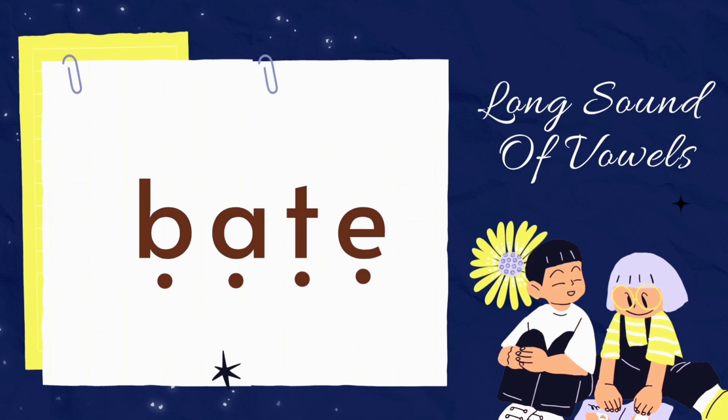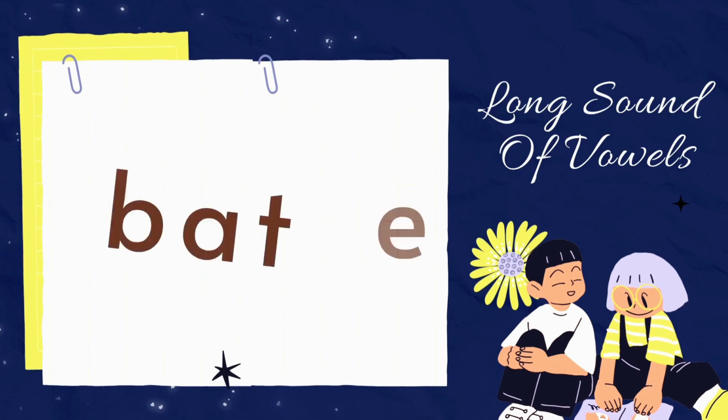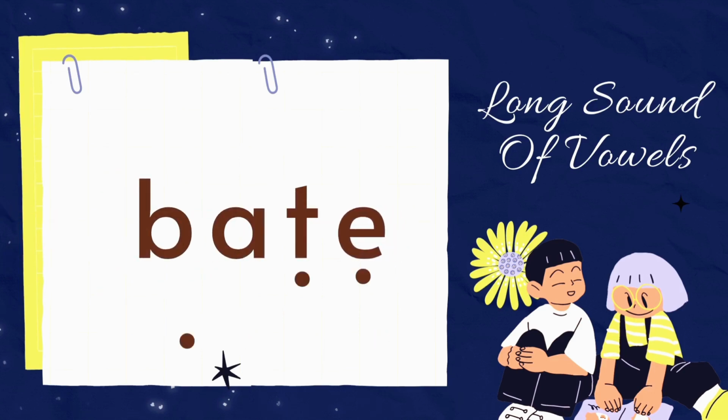So the moment we add an E at the end, the first vowel which was earlier saying its short sound now starts saying its long sound, or what we call its name, A, and the vowel E goes silent, making the word sound as bate. Let's see a few more examples.